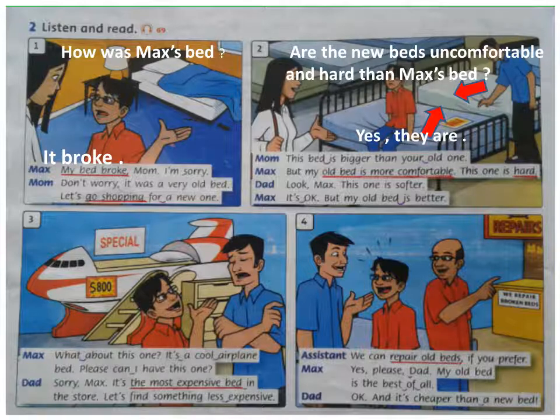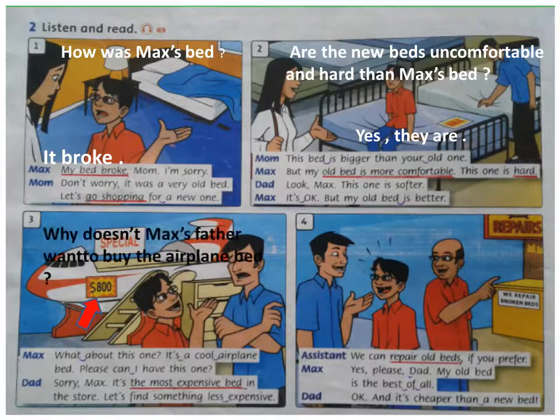What is it? Look at this price. Oh, $800. It's very expensive. So my question is, why doesn't my father want to buy the airplane bed? Now, based on this price and the words underlined in red, you can find out the answer to the question. Because it's too expensive. Good.